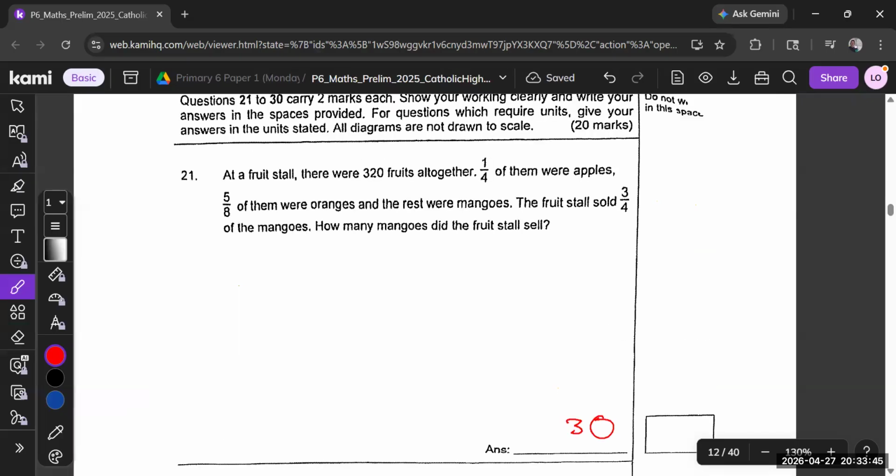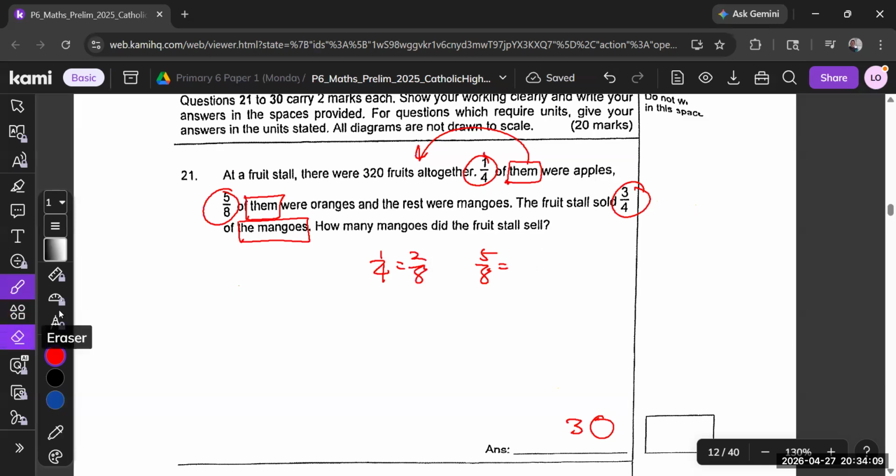What is the fraction talking about? Them. Of what? Them. And what is them? The fruits. What is this fraction talking about? Them, which is the fruits. What is this fraction talking about? The mangoes, not the same. So which fractions are talking about the same thing? 1/4, 5/8. Make them the same denominator, 2/8, so that you can draw your model.